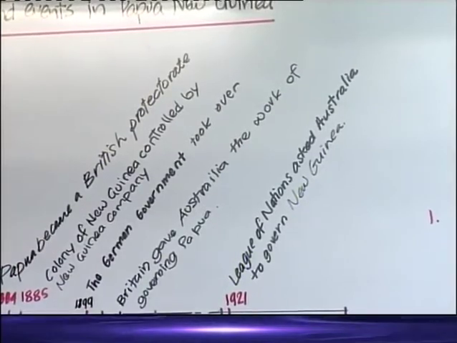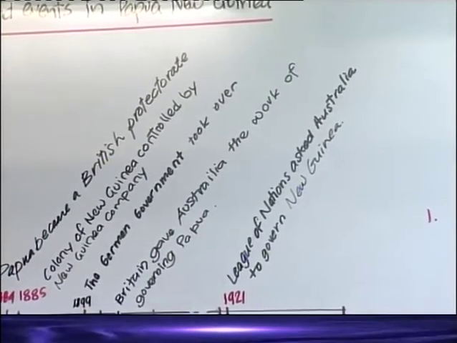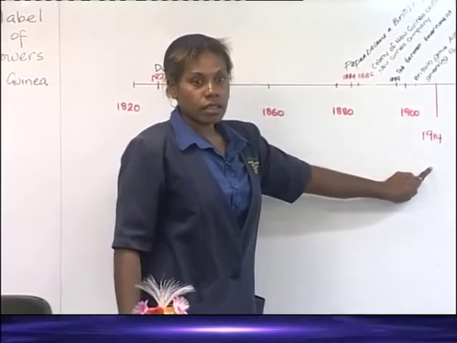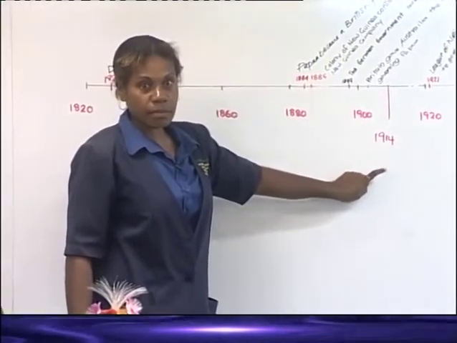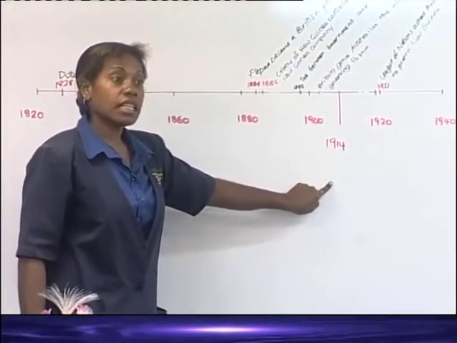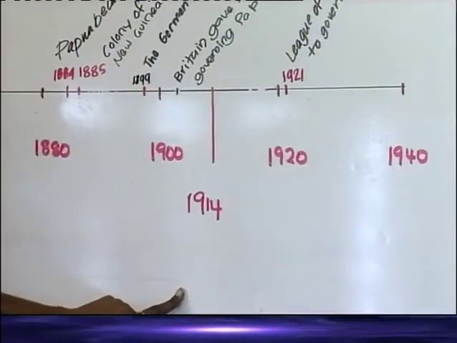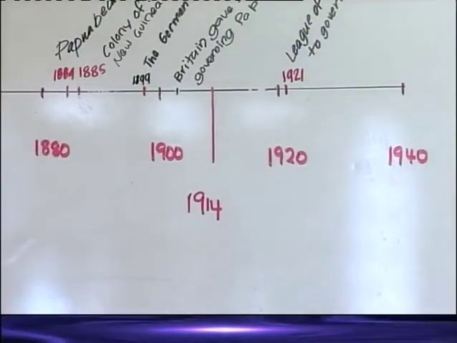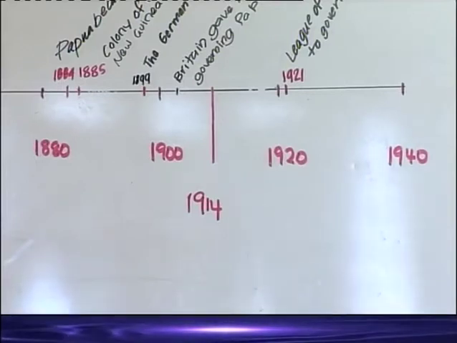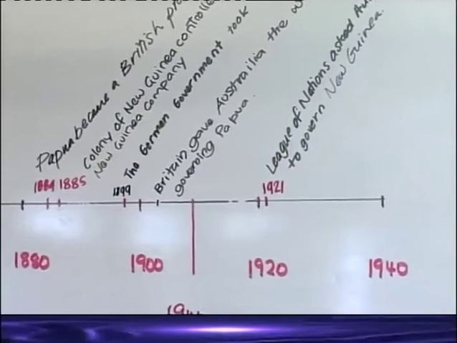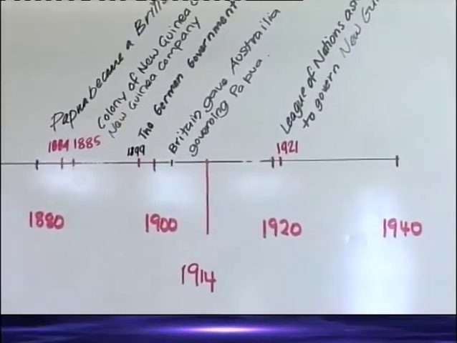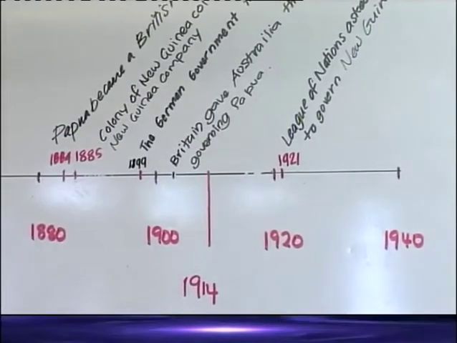Okay, 1914. What happened in 1914 with New Guinea and Papua? New Guinea, especially New Guinea. Who governed New Guinea in 1914? Australian soldiers, okay? In 1914, Germany lost control of New Guinea and Australia took over.